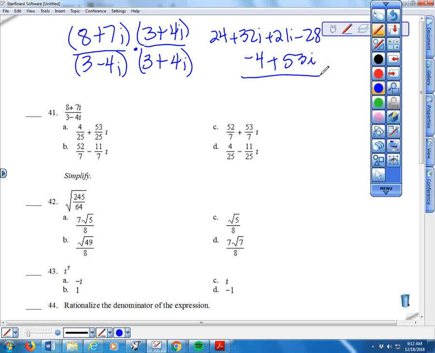In the denominator, 3 times 3 is 9. 3 times 4i is 12i. 3 times negative 4i is negative 12i. The i's drop out. Negative 4i times 4i is 16i squared, which is positive 16. So I have 25 in the denominator. Now I break this apart, so it's negative 4 over 25 plus 53 over 25i. Simplify if possible, but it's not.